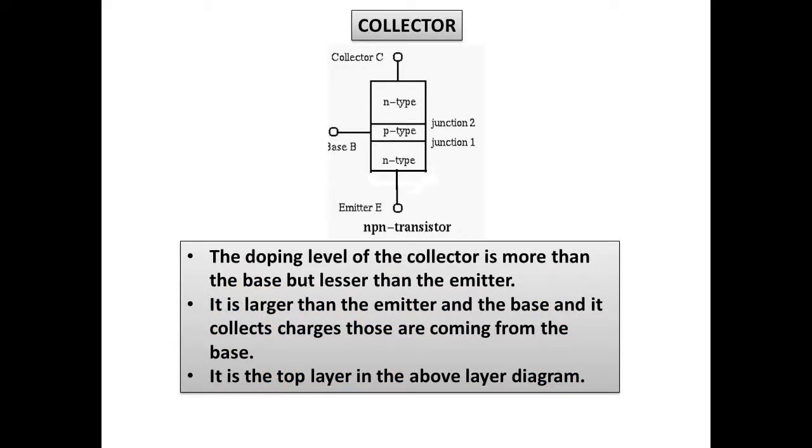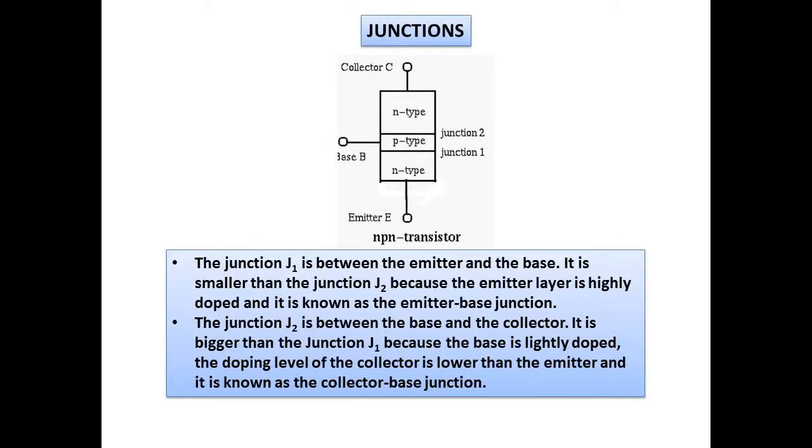Collector. The doping level of the collector is more than the base but lesser than the emitter. It is larger than the emitter and the base, and it collects charges those are coming from the base. It is the top layer in the above layer diagram.